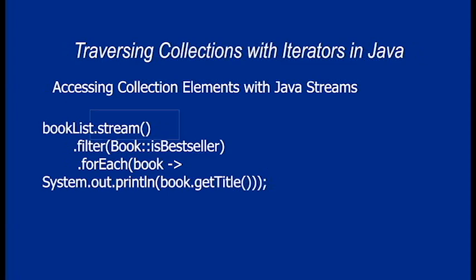Let's break down how this works. First, the stream method converts our collection into a stream, which is like a pipeline where the elements move through. Next, the filter method is an intermediate operation that uses a predicate to determine which elements should continue down the pipeline. In our case, the predicate is the isBestseller method. Finally, forEach is a terminal operation that consumes the elements at the end of the pipeline, in this case, printing out the titles of our bestsellers.